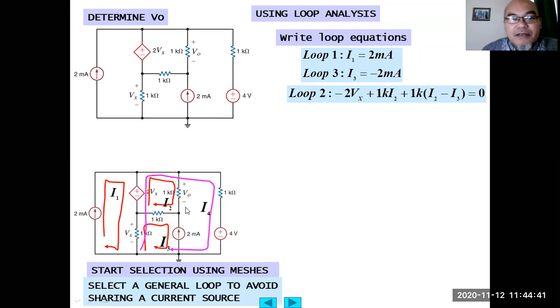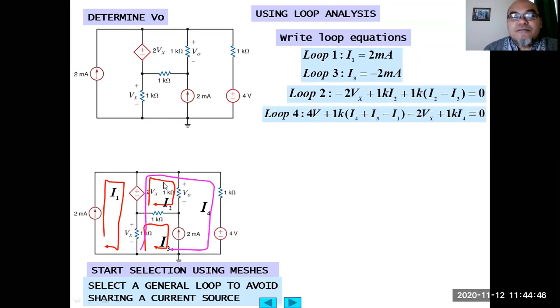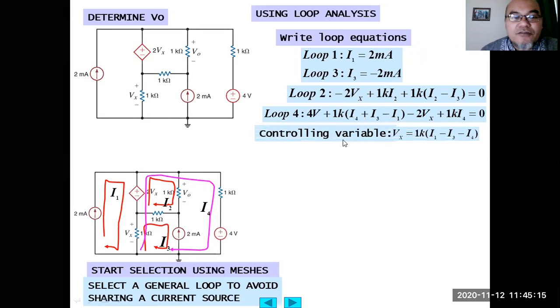At loop 2, negative 2Vx, so using Kirchhoff voltage law, plus 1K times I2, then plus 1K times (I2 minus I3). At loop 4 here, the 4 volt, coming from this point, 4 volt, then 1K multiplied by (I4 plus I3, the same direction, minus I1). Then at this point, negative 2Vx, because this is voltage increase, then plus 1 kilo ohm multiplied by I4.